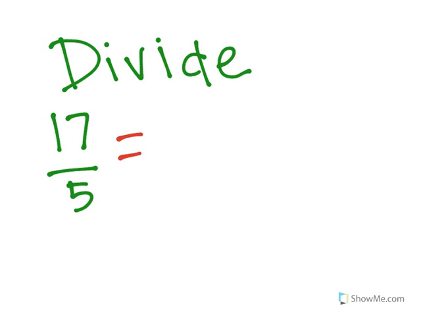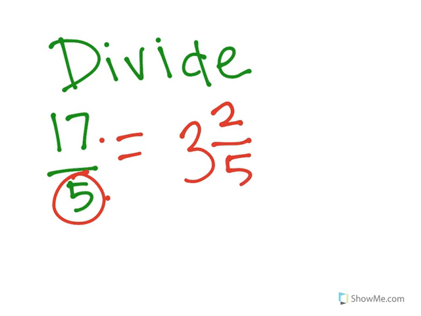I can also do this without making a traditional division problem and just say in my head, 5 goes into 17 how many times? 3 times. How many is left over? 2, and my denominator is 5, 3 2/5. Whichever way feels the best to you, you're going to get the same answer. Do what fits your style.